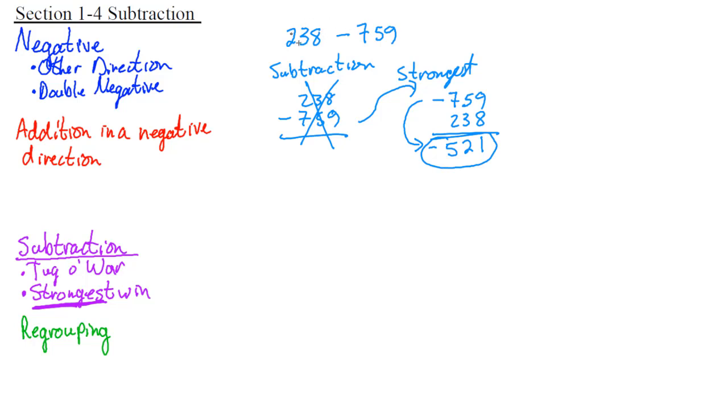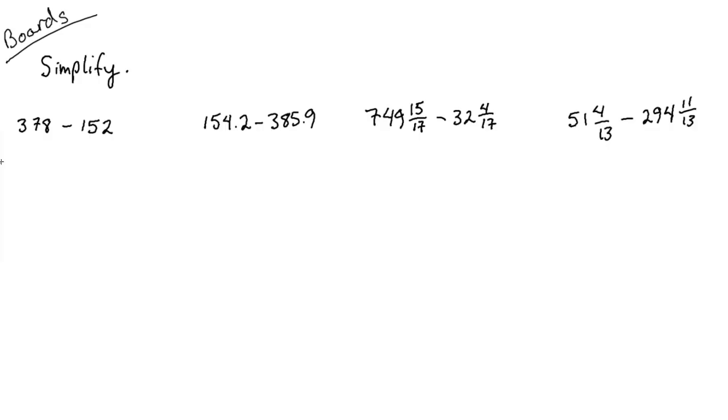Yes! Now I want to bring to your attention something here. You may see this problem written differently. You may see it as negative 759 plus 238. If you see it like this, notice that these are opposite signs. That means we are subtracting. And so regardless of which one comes first, put the strongest one on the top and then subtract the bottom one from it. It's time for you to try some on your own.